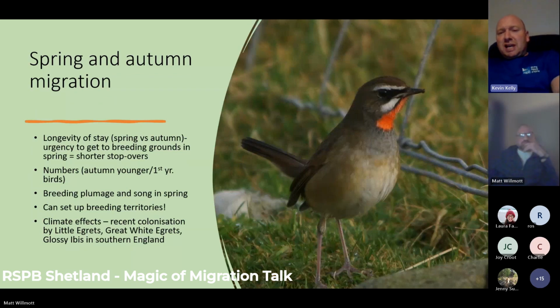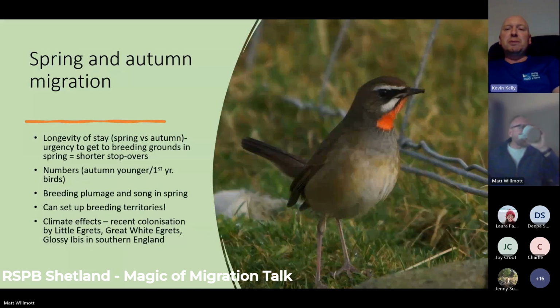So, as I mentioned, that longevity of stay is very different in spring and autumn, because of that urgency to get back to breeding grounds, whereas in autumn there's less of a rush. It's really about ambling back to the wintering grounds. So birds tend to stay a little bit longer in autumn, and there's obviously an abundance of birds, as I mentioned, those first year birds, those newly born birds, join the adults as well.